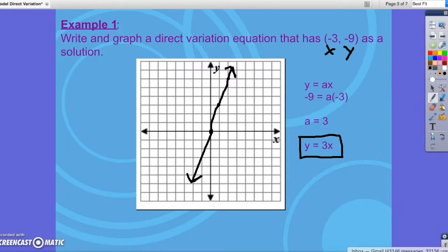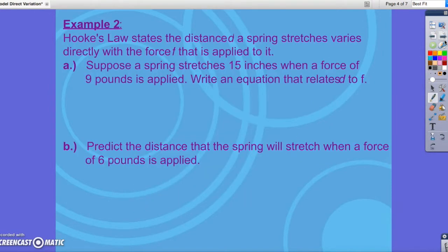Now, word problems. We talked about lunch money or a snack in the lunch line. There's a lot of real-life applications to direct variation. So let's look at one called Hooke's Law. And if at some point you take physics, you will learn Hooke's Law. I've taught physics before, and how far a spring stretches obviously depends on the force or the weight on it. And that makes sense, right? If you have a spring, the more weight you put on it, the more it'll stretch. So it says Hooke's law states the distance d a spring stretches varies directly with the force F that is applied to it.